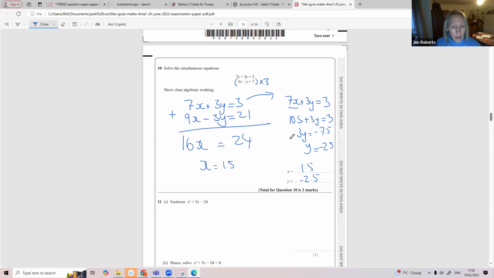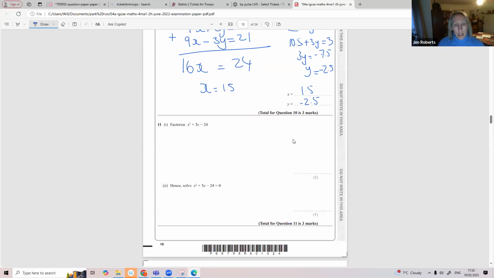Yes, correct. Factorize. So it's quadratic, double brackets. We need two numbers that multiply to get negative 24. Add to get 5. I know it's a positive and a negative because a positive times a negative makes a negative. Let me get my factors of 24. Not sure if the minus is going to be attached to that number or the other, so I'm going to write them out twice.